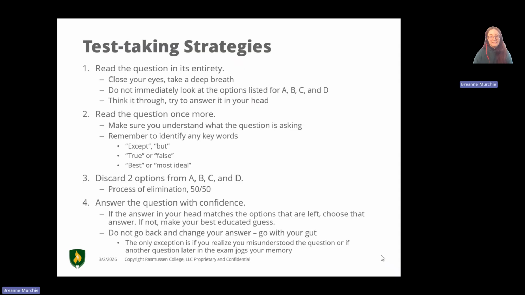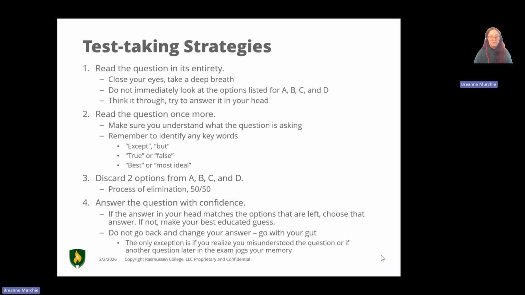And then last but not least, answer your question with confidence. If the answer in your head matched the options that you have left in your 50-50, go with it. Do not second guess yourself. Go with your gut. You've already done your test taking strategies and you've gotten to this point. You should be able to trust your instincts. Do not go back and change your answer.